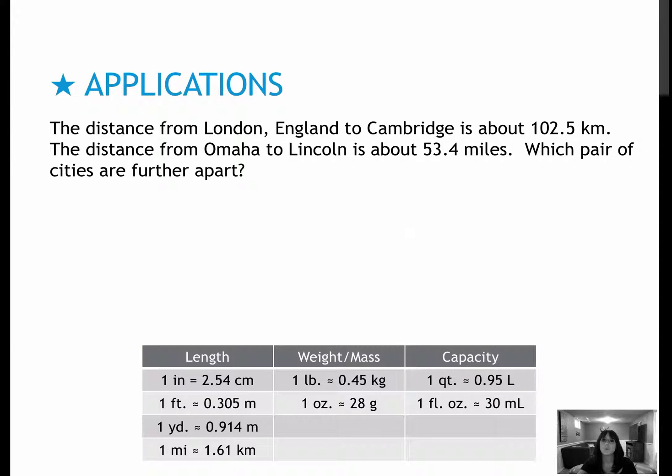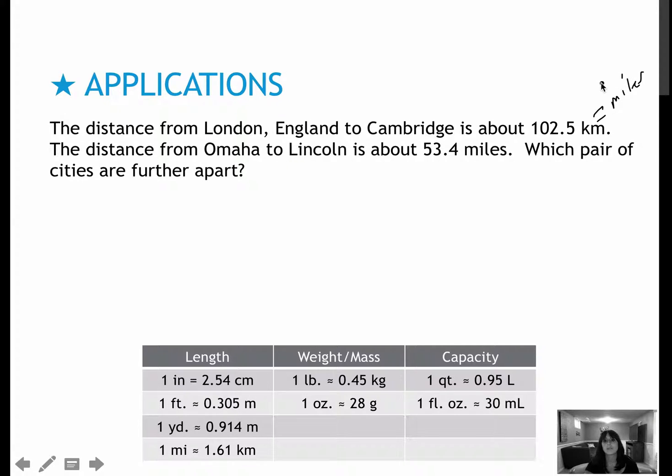We have the distance between London and Cambridge, and that distance is in kilometers. And then we have the distance from Omaha to Lincoln, which is of course in miles. I'm trying to find out which pair of cities are further apart. So I'm pretty familiar with miles because I live here in the US. So I'm going to go ahead and convert this 102.5 kilometers. I want to know how many miles is that?